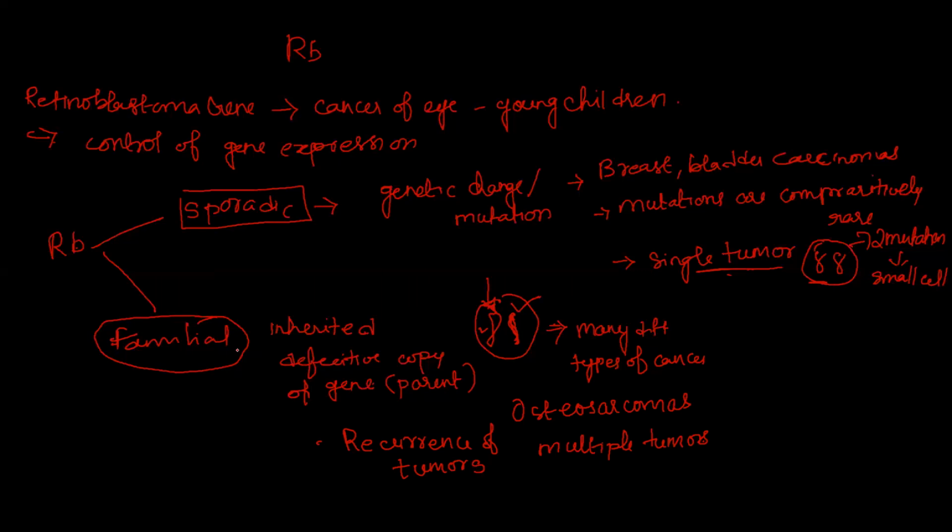Okay, now retinoblastoma, RB, it stands for retinoblastoma. It's a gene which causes cancer in the eyes, mostly seen in young children. This gene encodes a protein that acts by altering the activity of transcription factors, and so indirectly controls gene expression. There are two different forms of retinoblastoma.